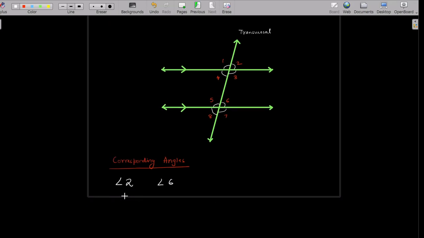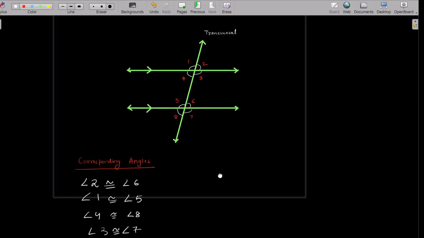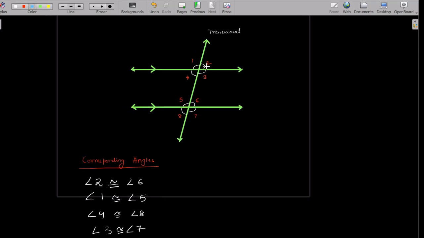Okay, so we have 4 pairs of corresponding angles here. 2 and 6, 1 and 5, 4 and 8, and 3 and 7. Now the thing with corresponding angles is that they are congruent. So each of these pairs, these are all congruent angles. Okay, so corresponding angles you know already. So you take one angle and you leave the adjacent one and you move to the next one.